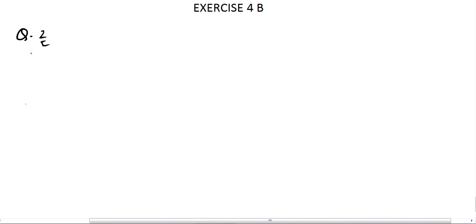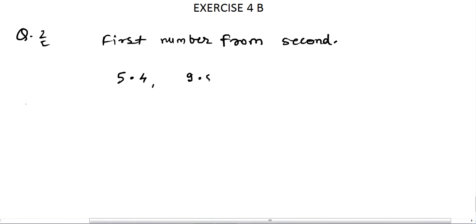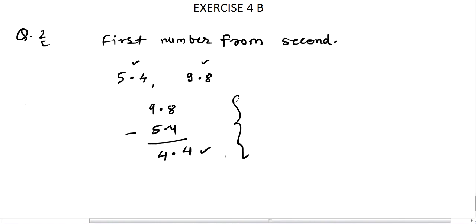Then question number 2 is subtract the first number from the second. So again easy question. First 5.4, 9.8. This is the first number and this is the second number. So we have to subtract first from second. So 9.8 minus 5.4. So 8 minus 4, 4, decimal, 9 minus 5, 4. So 4.4 is required answer.